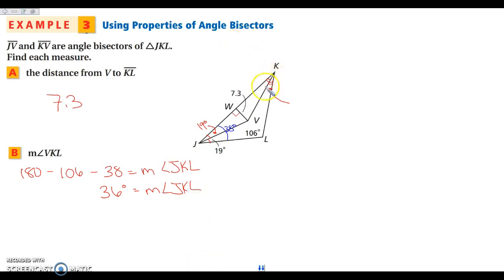So now I know that this whole angle here is 36 degrees. I know again that this is a bisector, so all I have to do to get this one is cut that in half. So the measure of angle VKL is going to be 36 divided by 2, which is going to give us 18 degrees.